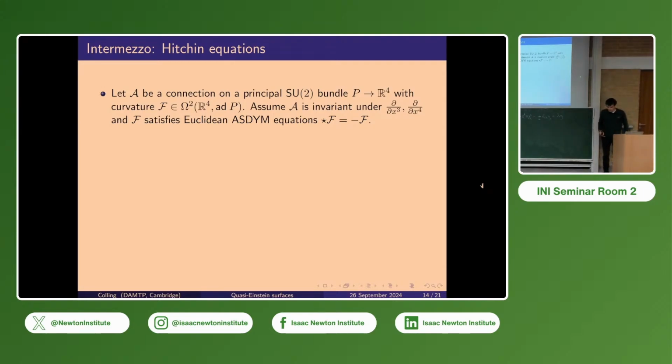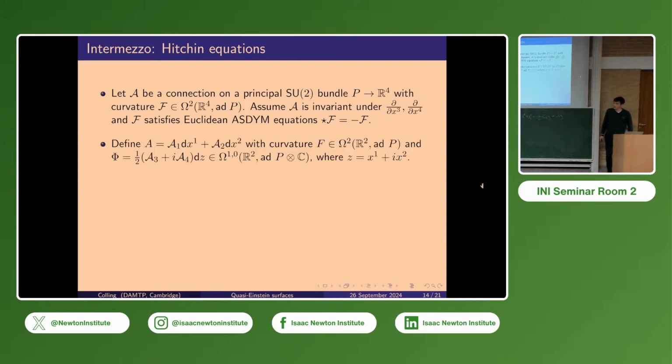And moreover, we will restrict our gauge transformations to those that preserve this form. So the gauge transformations are only allowed to depend on x1 and x2. Then we can take the first two components of the connection and turn them into a new connection A, which is now a connection on R^2.